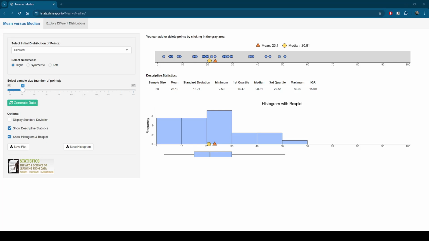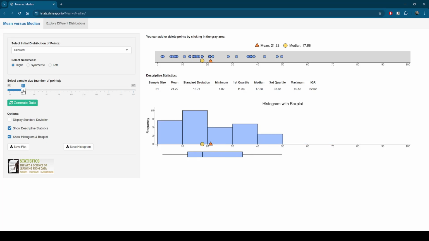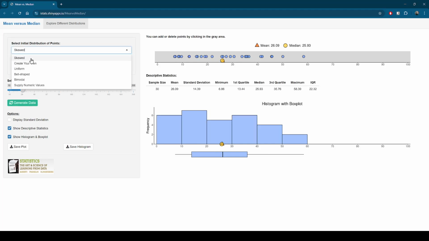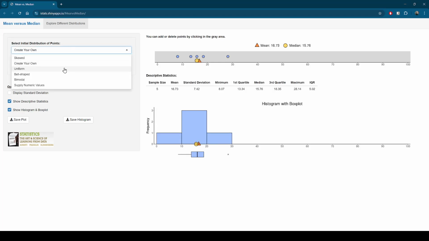Notice we can slide the sample size that we want to choose. We generally play with a variety there, but I'll leave it at 30 for now. And you can press the green button here to regenerate a new random data set. We'll mostly look at skewed and a bit at bell-shaped distributions, but you can always create your own just by clicking some points in the gray area if you want to investigate that.